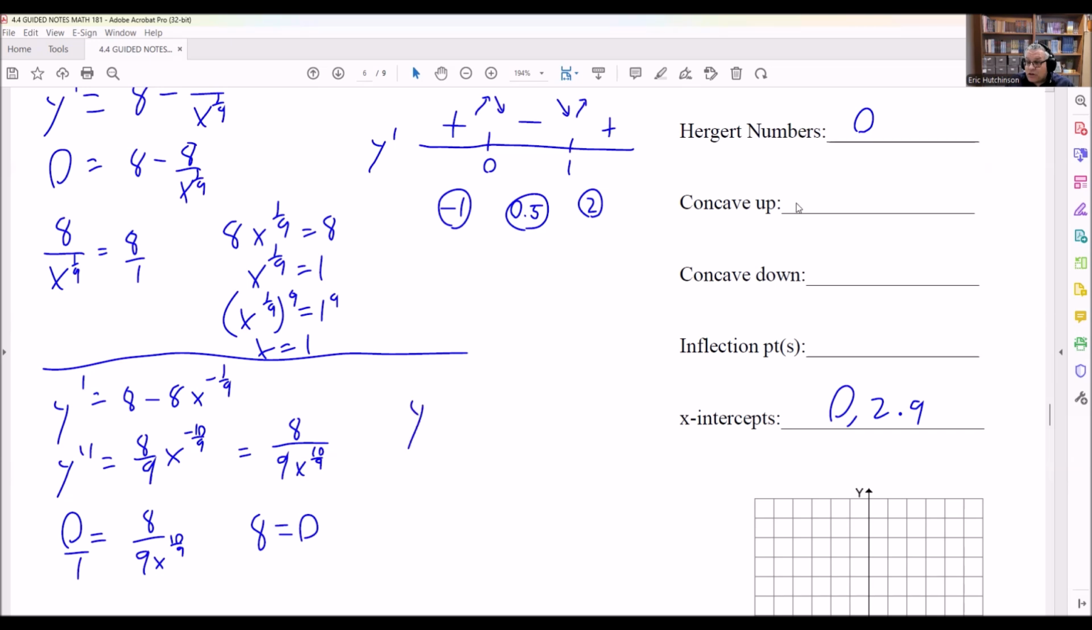So when we do our second derivative number line, we're just going to have a 0 on there. That's the only inflection number we have. We're going to test -1 and +1. We can put into the second derivative. So we're using this one here.